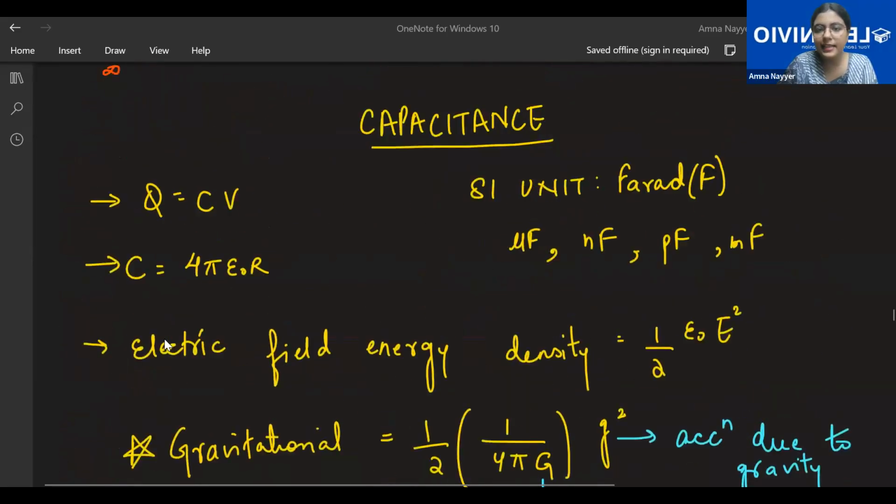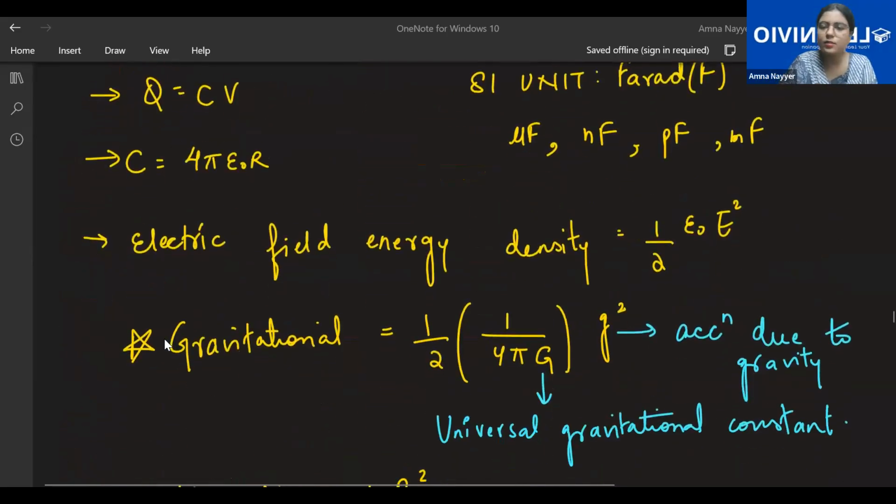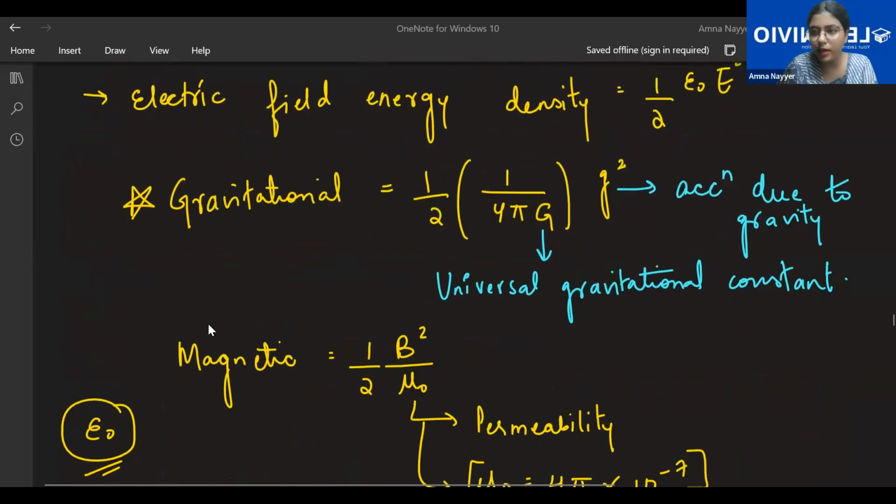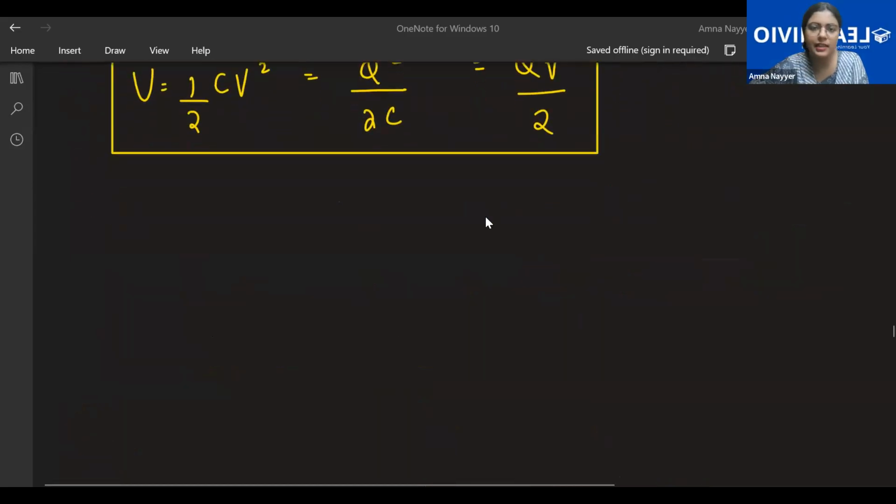So in the last class, we started with the capacitance and basics of capacitance. We also discussed one additional thing, the gravitational field energy, that was half into 1 by 4 pi G into g squared. Now, regarding spherical capacitors, I didn't mention it in the last class.